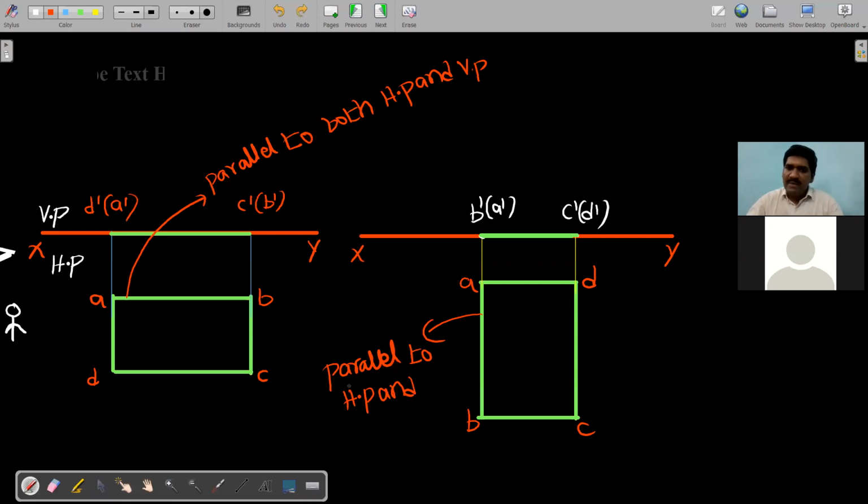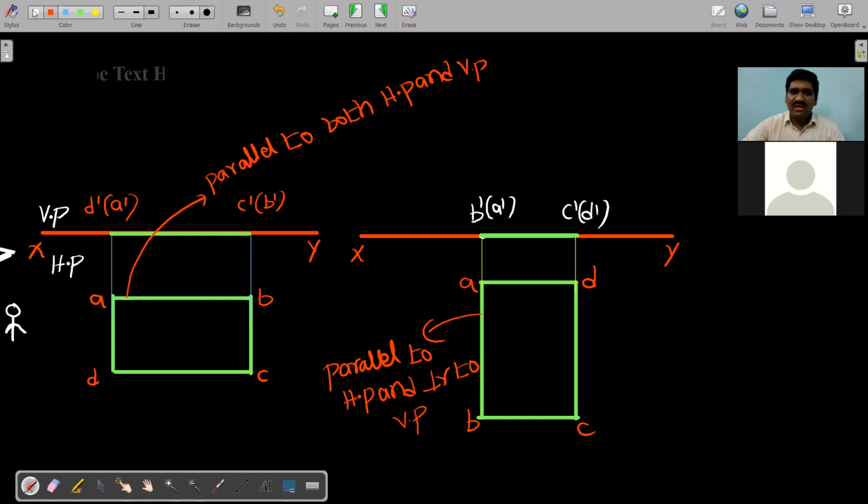Therefore I can say parallel to horizontal plane and definitely we can say perpendicular to vertical plane. Provided I'm speaking about what actually? I'm speaking about the longest side, please. I'm speaking about the longest side.